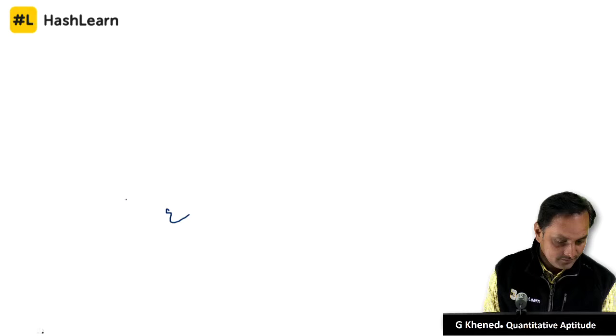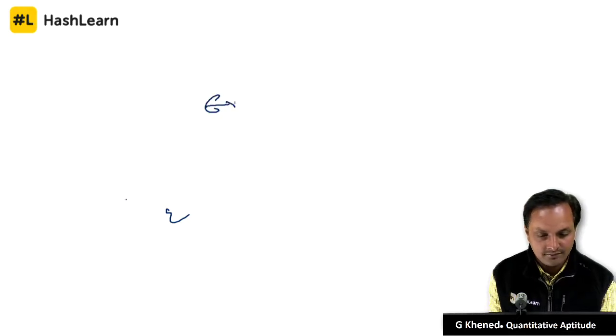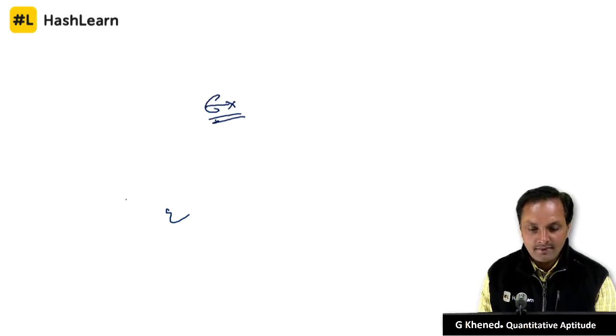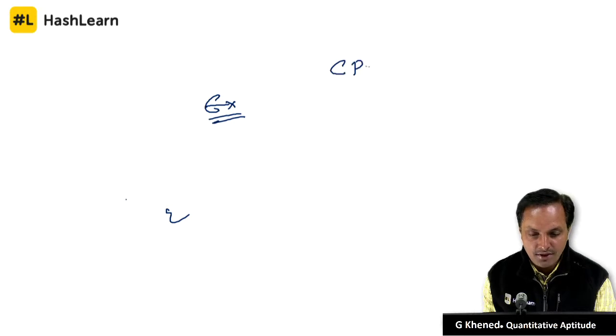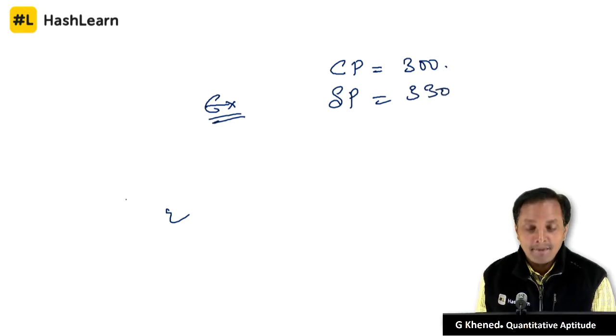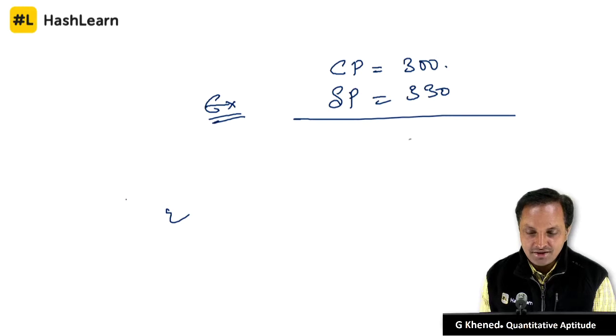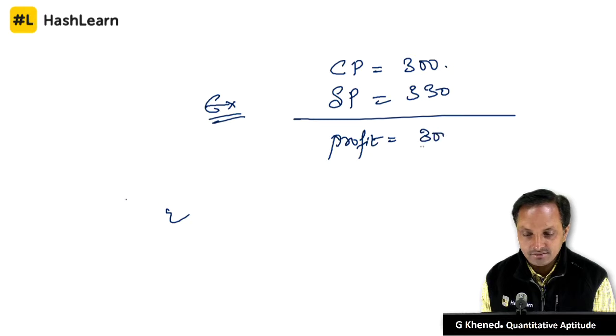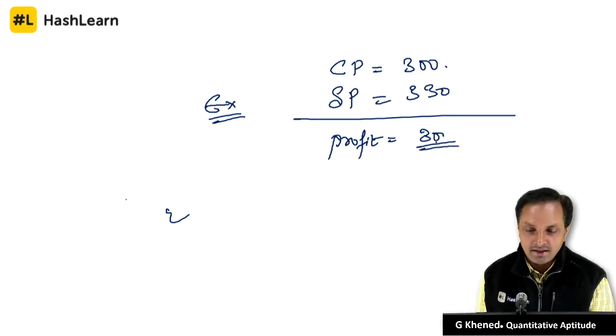Example, suppose your cost price was 300 and you sell it at 330. What happens? You'll make a profit because you're selling 30 rupees more than the cost price.